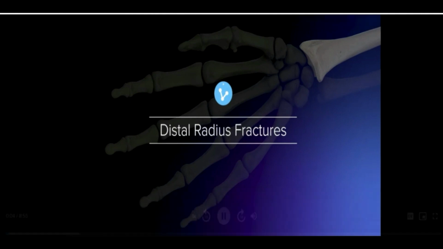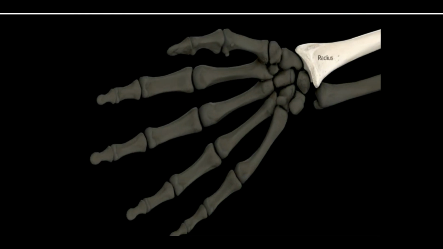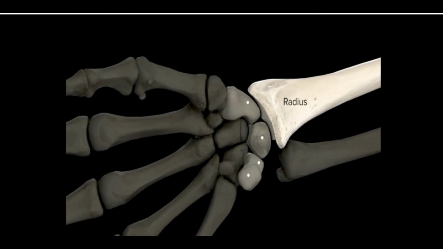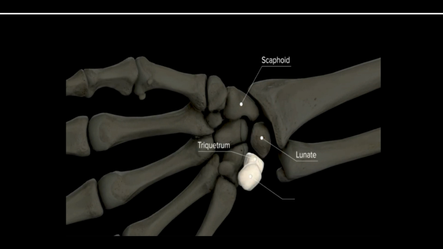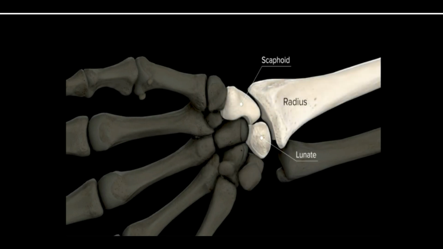Discussion on the anatomy of the wrist as it relates to distal radius fractures. The distal radius is an articular plateau for the proximal carpal row. The proximal carpal row is made up of the scaphoid, the lunate, the triquetrum, and the pisiform. The scaphoid and the lunate articulate with the distal radius.